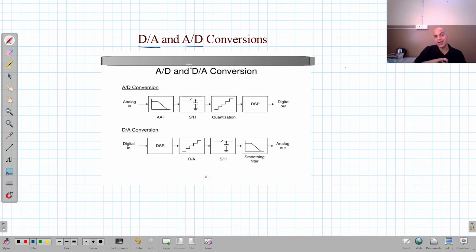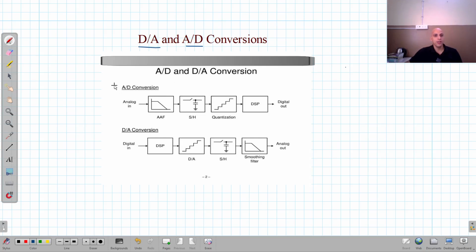So we can say that analog to digital converters are basically encoders, whereas digital to analog converters are decoders, right? They are decoding the digital information and converting it into the corresponding analog format, and encoders encode the information to the digital format.